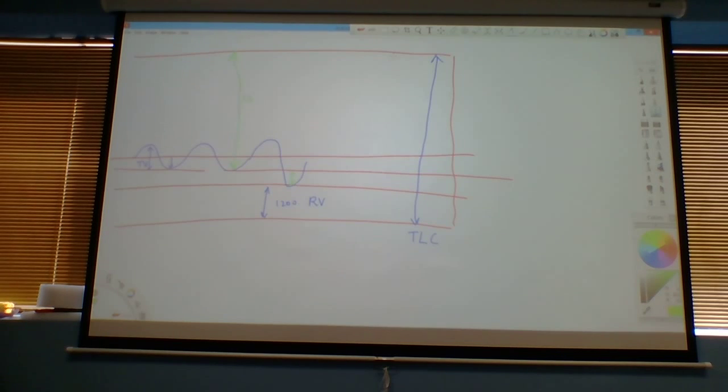How about vital capacity? Vital capacity is the total amount of air that you can forcefully inhale or exhale. It's not the same as total lung capacity. Total lung capacity is the amount of air that your lung can hold. But with 1200 RV, you cannot exhale. Very good. So total lung capacity minus RV gives you vital capacity.